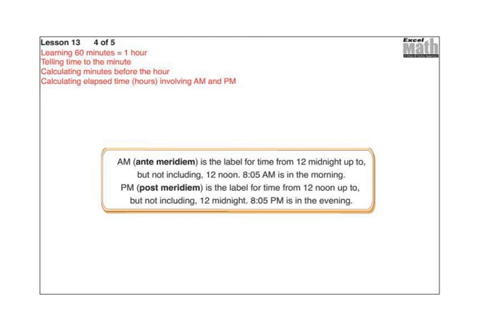AM, or ante meridiem, is the label for the time from 12 midnight up to, but not including, 12 noon. 8:05 AM is in the morning. PM, post meridiem, is the label for time from 12 noon up to, but not including, 12 midnight. 8:05 PM is in the evening. So what we're saying is that 12 a.m. is midnight and 12 p.m. is noon when you're eating lunch. All right?